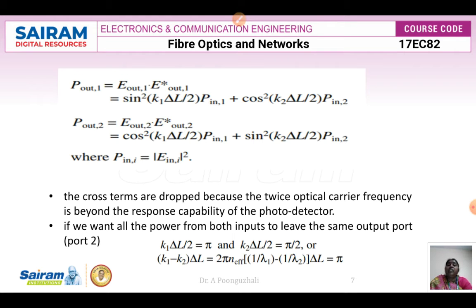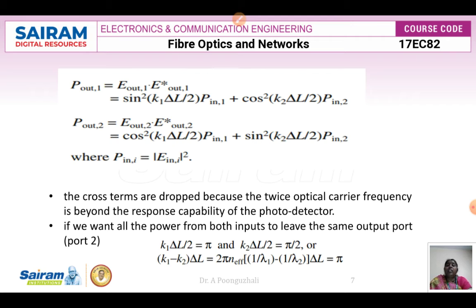So here the cross terms are going to be dropped, because twice the optical carrier frequency is going to be beyond the response capability of the photodetector. That is, a photodetector cannot detect twice the optical carrier frequency. So those cross terms are going to be dropped, and only the primary frequency terms, that is, the single carrier frequency terms, are going to be left. They are allowed.